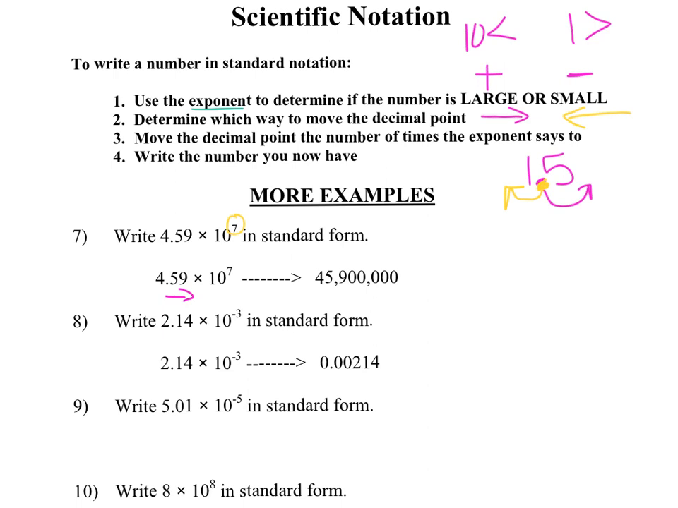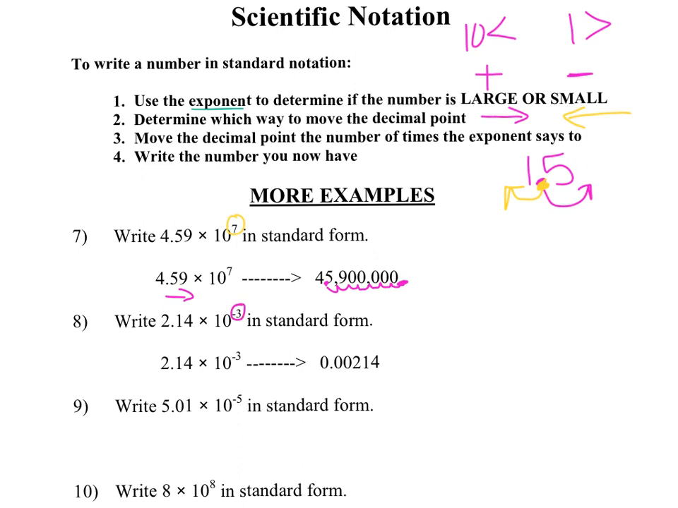So we're going to take that decimal, we're going to move it to the right 7 times. So you can see here, we had that decimal right here in between the 4 and the 5. We have 1, 2, 3, 4, 5, 6, 7. And so now we're left with 45,900,000.